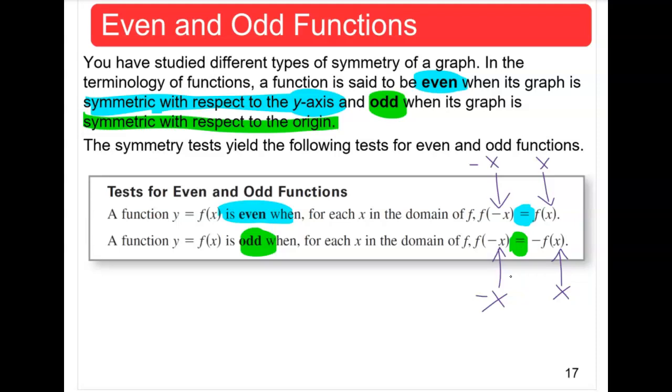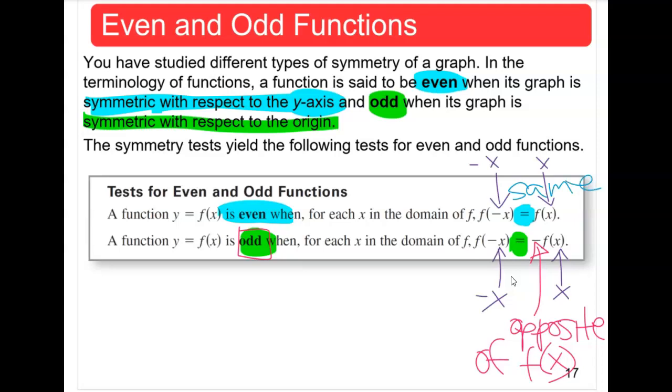And I say the complete opposite because instead of having the original function, we have a big minus in front of it. So you get the opposite of f of x, the original function. If that happens, then you say the function is odd. So if you get the same, the function is even. And if you get the opposite, then the function is odd.